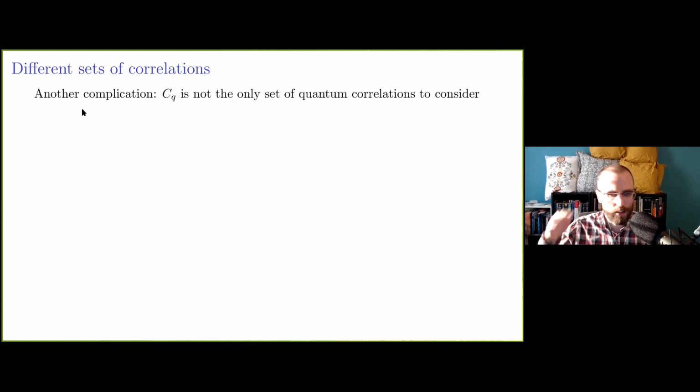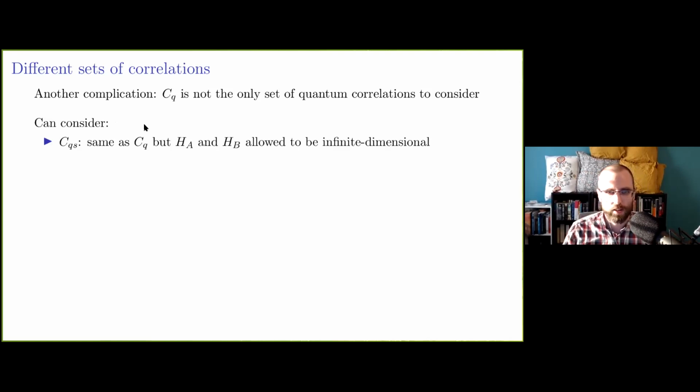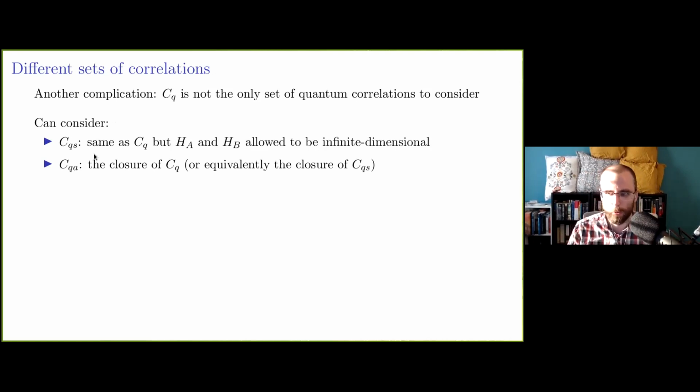Now, another complication here is that CQ is not the only set of quantum correlations to consider. So I said that we should look at finite dimensional Hilbert spaces, but we could look at infinite dimensional ones. That set's called CQS. And we could look at the closure of these sets. If you were to look at a set like one of these ones I wrote down for a finite dimensional Hilbert space, it would be a closed set. But when you have no bound on the dimension, there's no guarantee the set will be closed. So we don't know if it's closed or not.